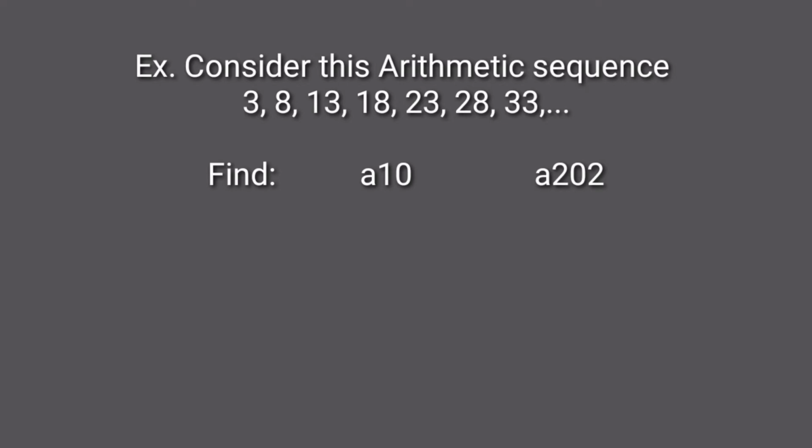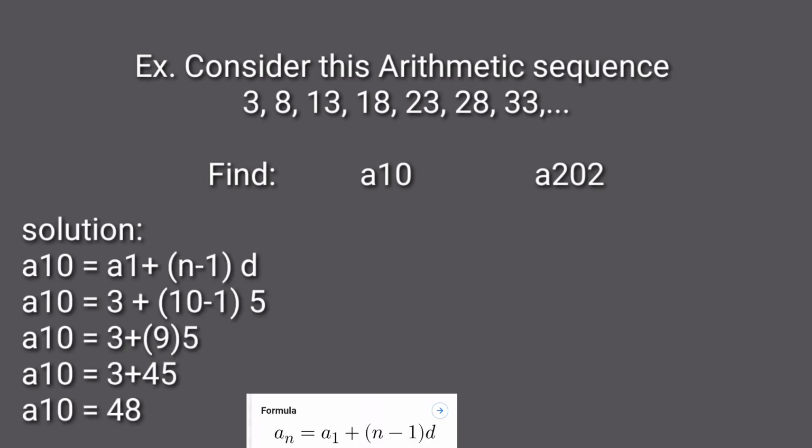Consider this arithmetic sequence: 3, 8, 13, 18, 23, 28, 33. Now let's try to find the a10 and the a202, or the 10th term and the 202nd term. Solution: using the formula, a sub n is equal to a1 plus n minus 1 times d. We substitute the given numbers. Our a1, the first term, is 3, n is 10, and d is the difference, 8 minus 3, which is 5.